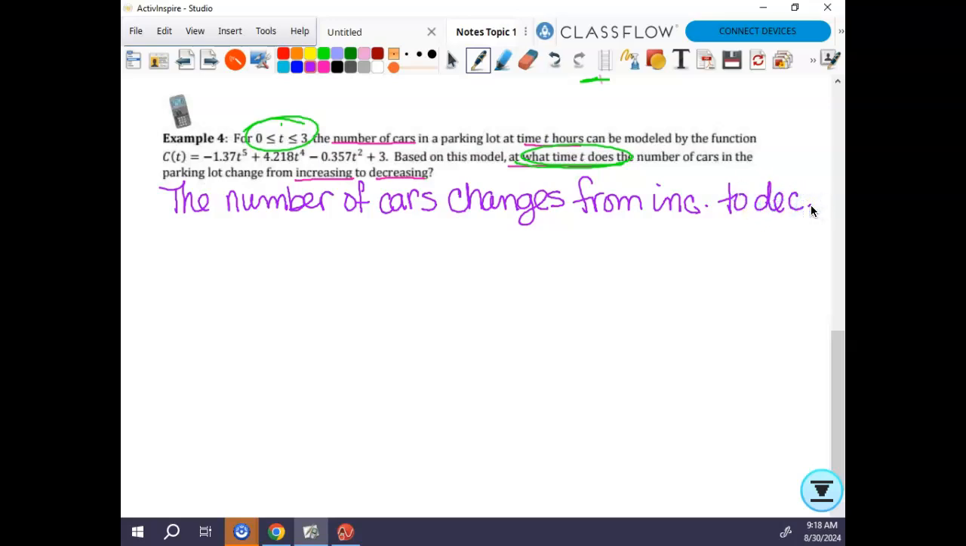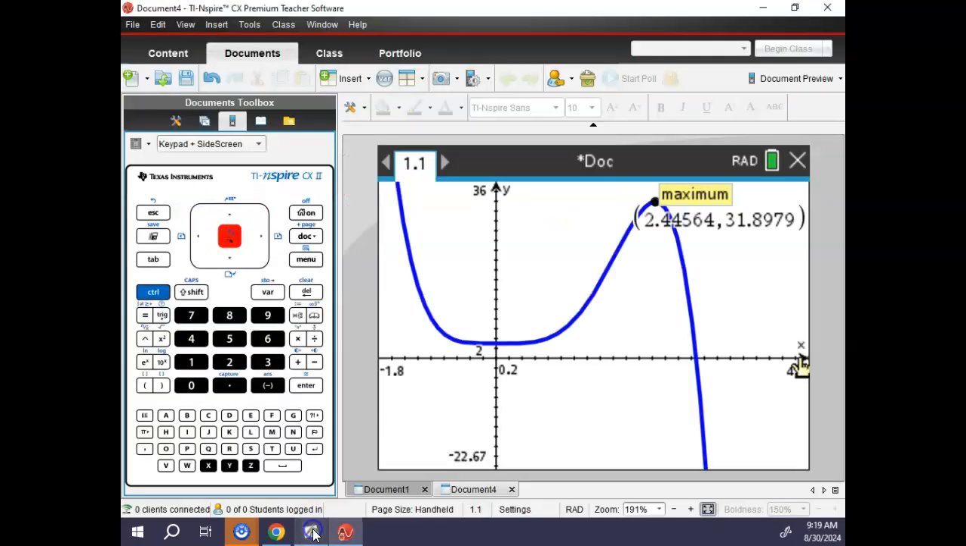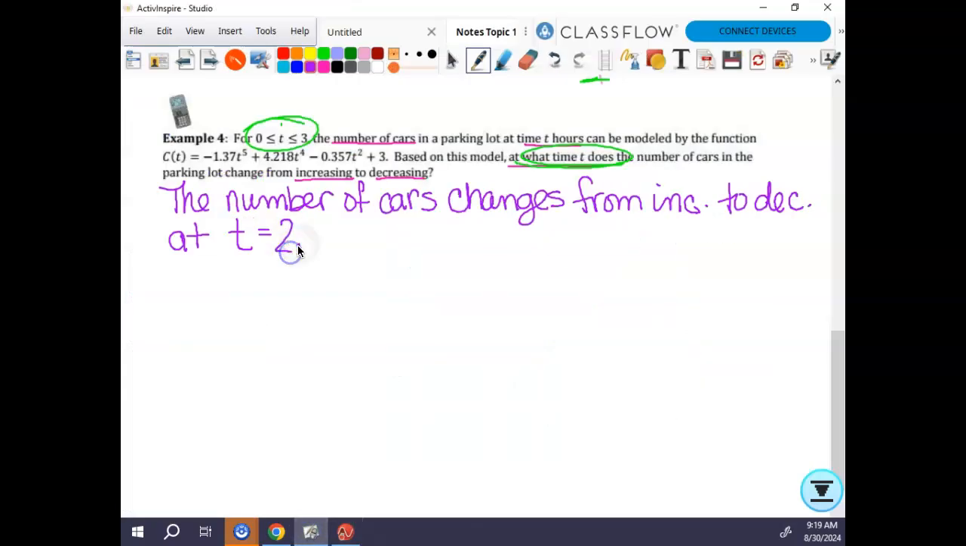Now, we've been using the word on a lot because we're giving intervals. I'm not answering with an interval. I'm answering with an exact point. So I say at instead of on, and use t, not x. T equals, how many decimal places should I write down? 4. We have to be correct to 3, so we're writing 4. 2.4456. And don't forget your units. What are the units here? Hours.